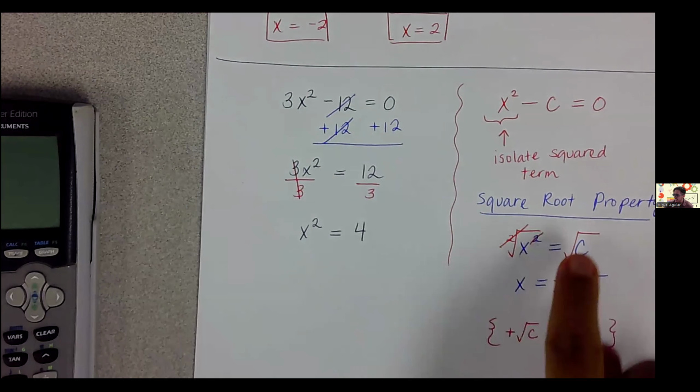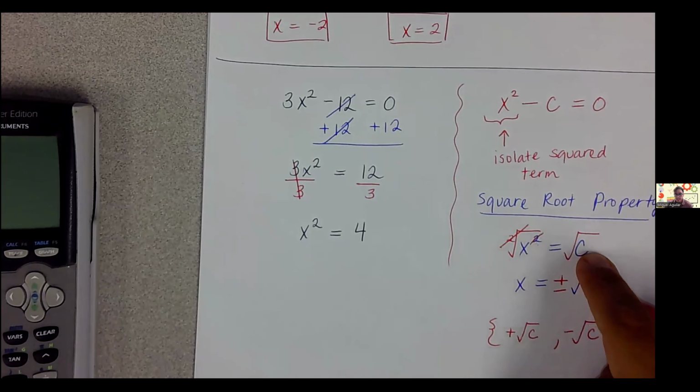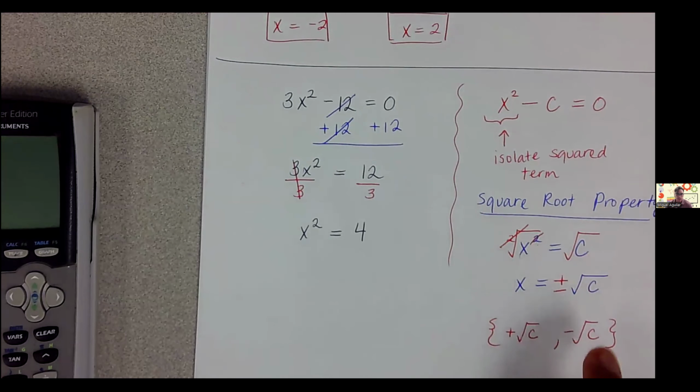For instance, if c happened to be 0, then if you were to get the square root of 0, which is 0, positive 0 and negative 0 are still 0. Okay. So I'm pretty sure that's the only case in which you'd only get one solution. In most other cases, you will get two solutions.